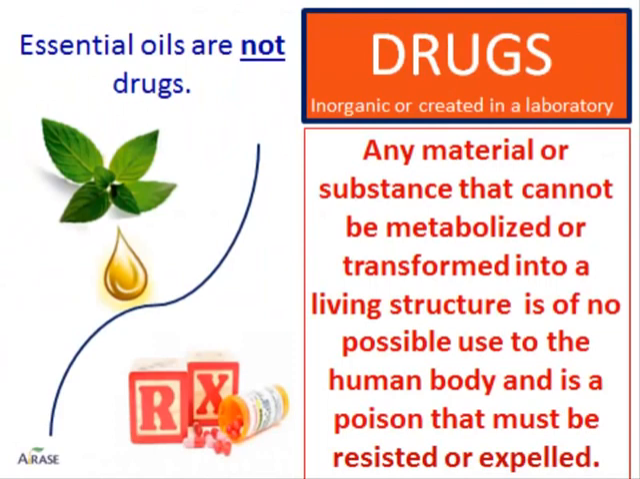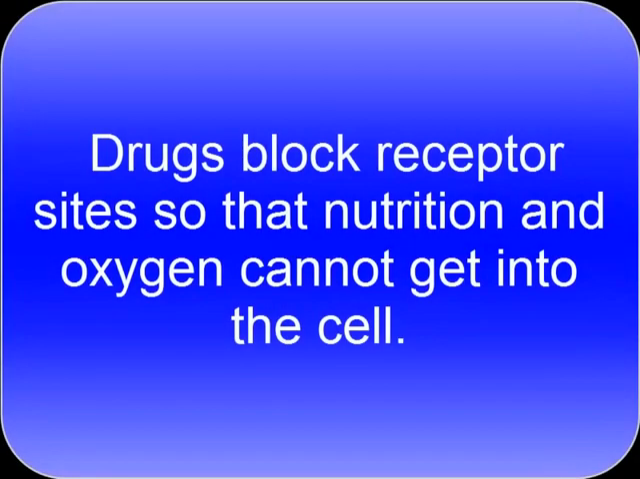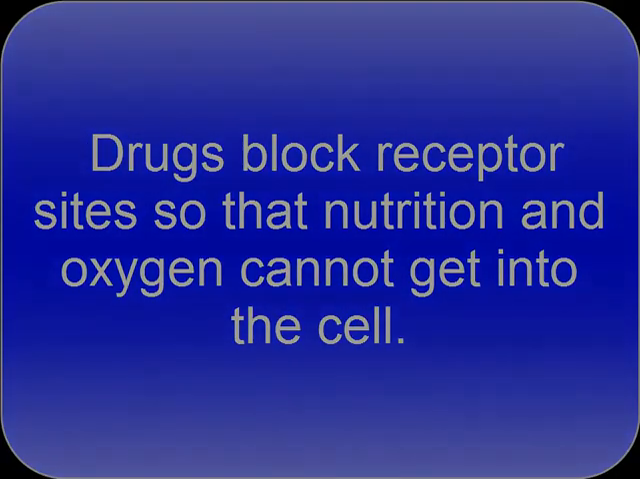With the advances in science, we have been able to well define the difference between drugs and essential oils. Sometimes we need to define something by what it is not. Any material or substance that cannot be metabolized or transformed into a living structure is of no possible use to the human body and is poison that must be resisted or expelled. Advances in science have given us the facts of what happens when you use drugs. Drugs block receptor sites so nutrition and oxygen cannot get into the cell.